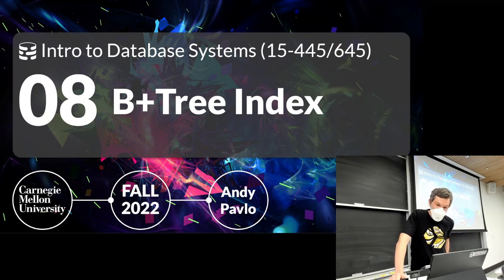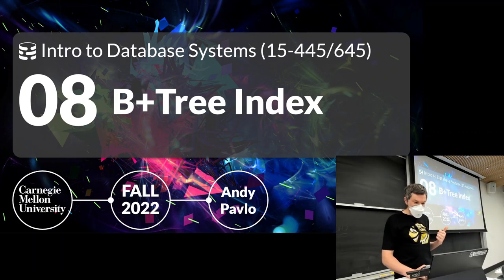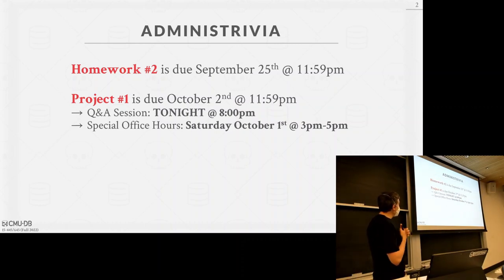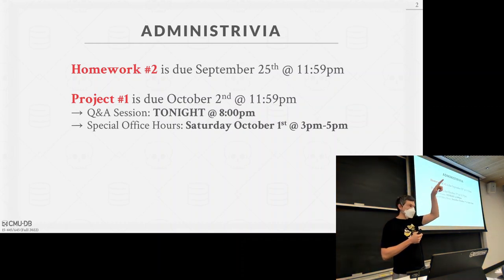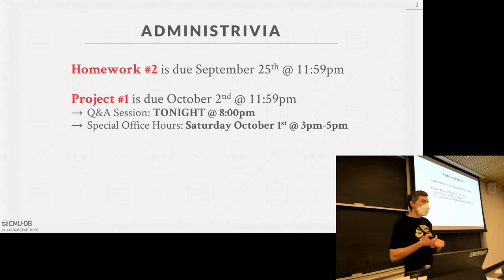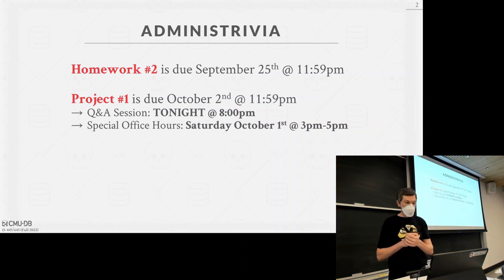Okay. All right. So for you guys in the class, homework 2 is coming up, due on the 25th. Project 1 is still due on October 2nd. Tonight we'll have the Q&A session. I posted on Piazza, and the link is on Zoom. The idea is that we'll present a rough, high-level outline of what the project is about, maybe some gotchas and things to watch out for, and then there'll be a chance for you to ask some questions at the end.